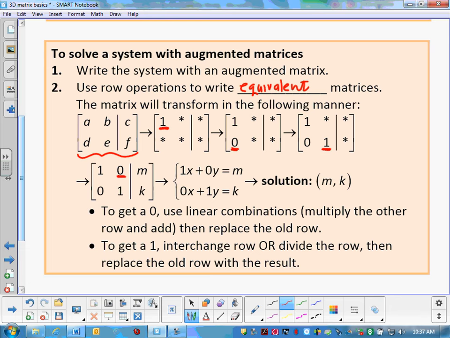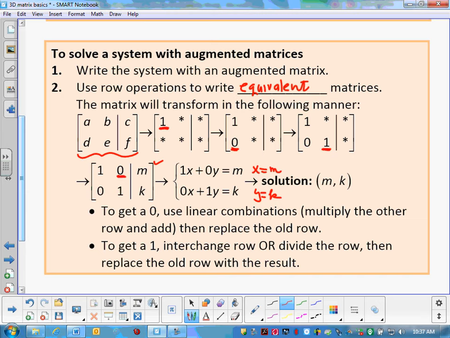So as we then translate it, if we translated this matrix right here, it's going to be 1x plus 0y is m, some answer. And so that's really x is equal to m. And the second row says 0x plus 1y is k. So that's really y is equal to k. So x is m, y is k, and that's going to be our solution.